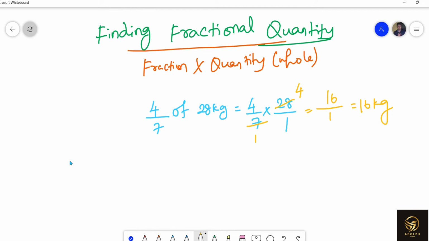So that's it. If you are finding a fractional quantity, it is so simple, just multiply the fraction with the whole quantity. So this is what you have to do. And since you learned how to multiply a fraction, this is going to be very easy.